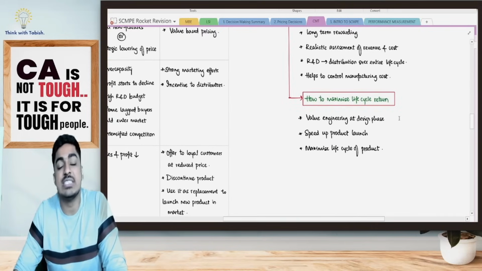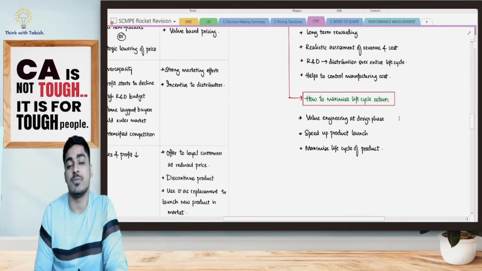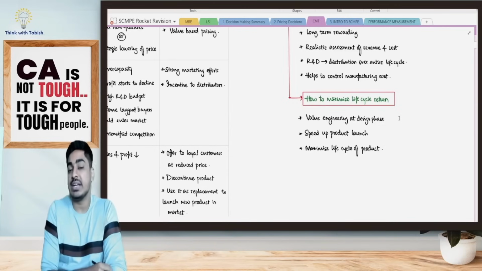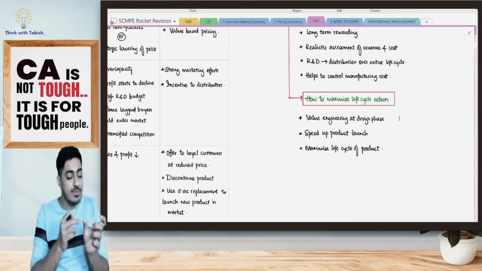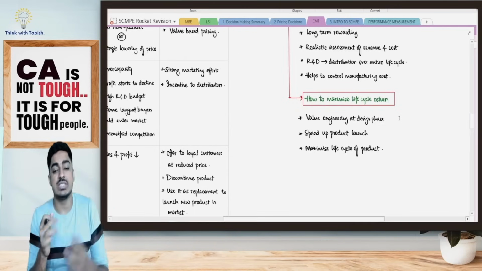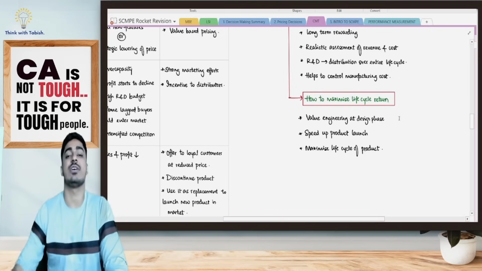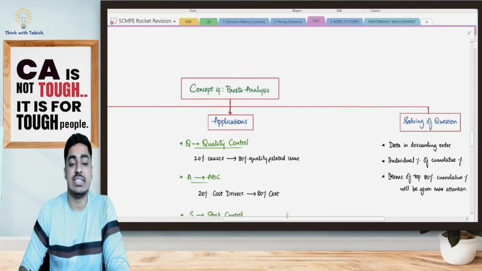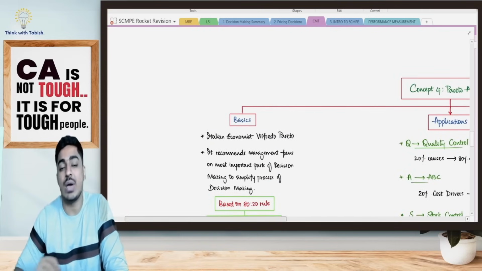How do we try to maximize the return over the life cycle of the product? Few things. Value engineering can be done at the design phase so that your total cost gets reduced. You can try to speed up the product launch so that you'll have that initial phase wherein there is no competition. Try to maximize the life cycle of the product. Is it clear?